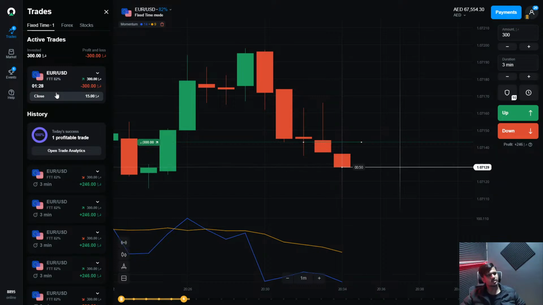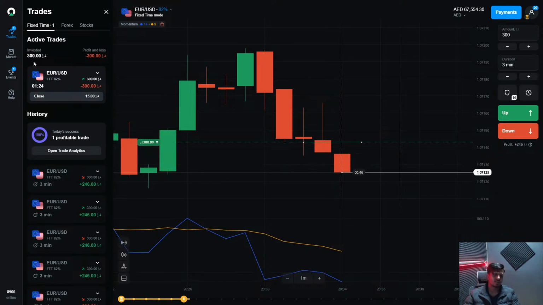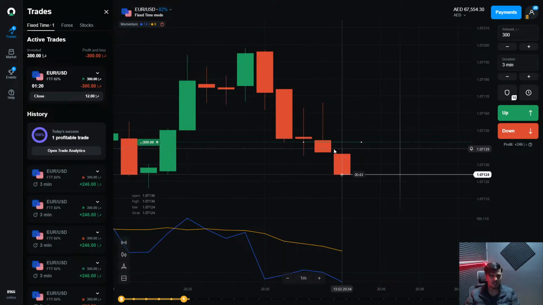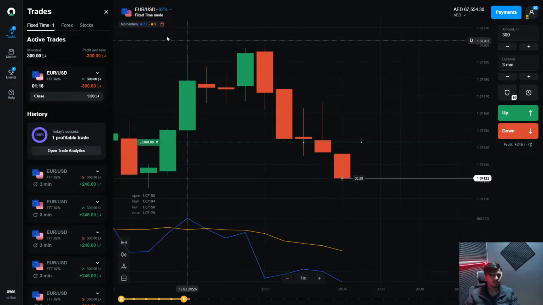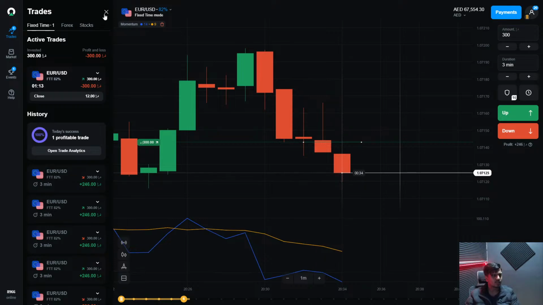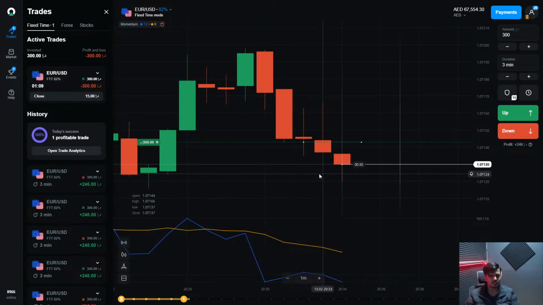1 minute 30 seconds remaining, guys, and it will be a loss if the Japanese candlestick does not cross this trade line, as you can see here, guys. So here, as I can see, 1 minute is left and it's still moving downward.